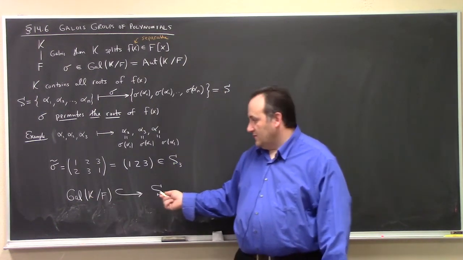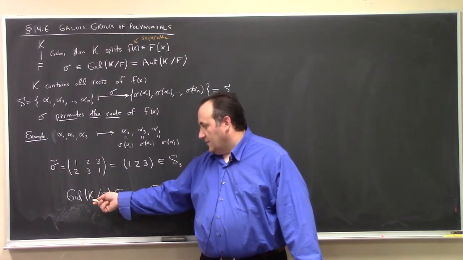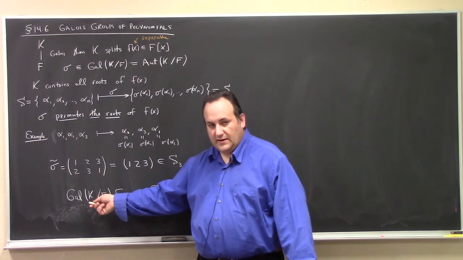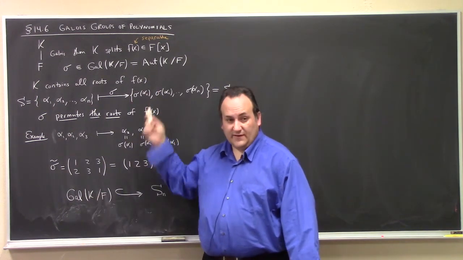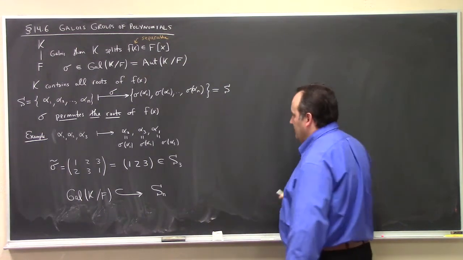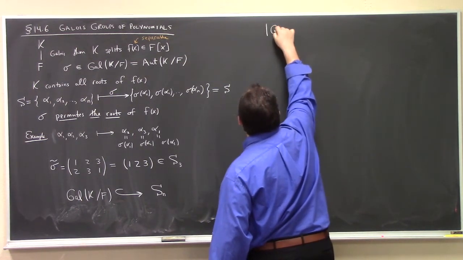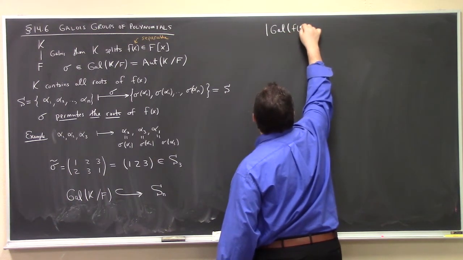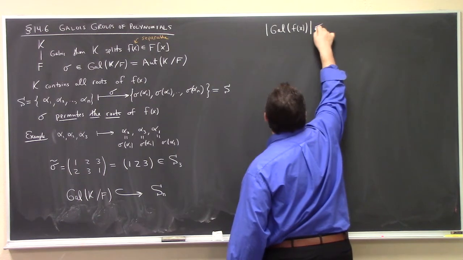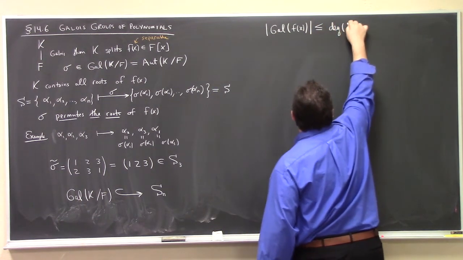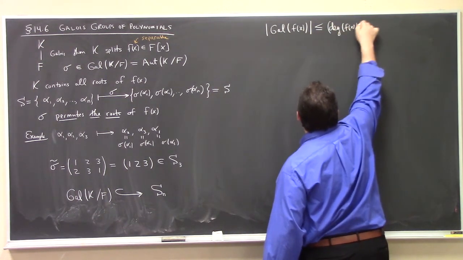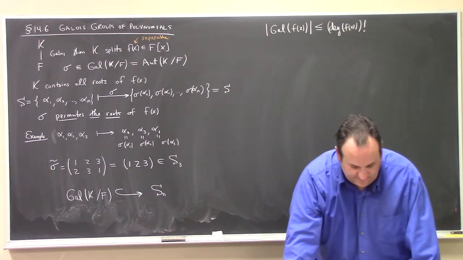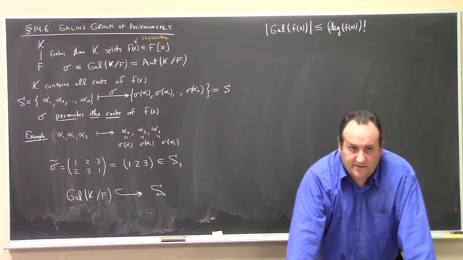So the upper bound on the order of the Galois group of K over F is the degree of f of x, that is, n factorial. So the order of the Galois group of f of x is less than or equal to the degree of f of x factorial, right? And then you're like, well, okay, that's great, but what about f of x which are not separable?